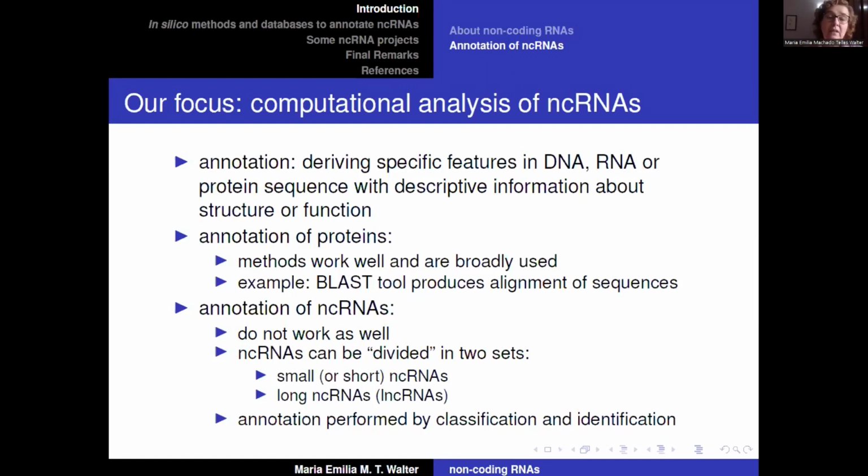And this is the concern that we have in this presentation. We can divide, in general, the non-coding RNAs into two sets, the small or short non-coding RNAs and the long non-coding RNAs. And annotation can be performed by two processes that are called classification and identification.